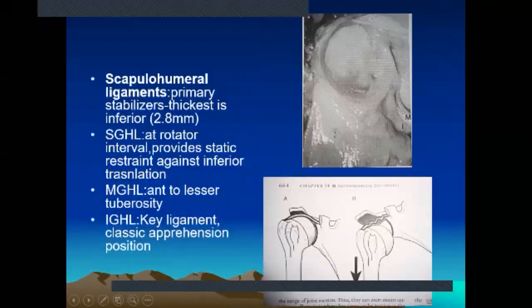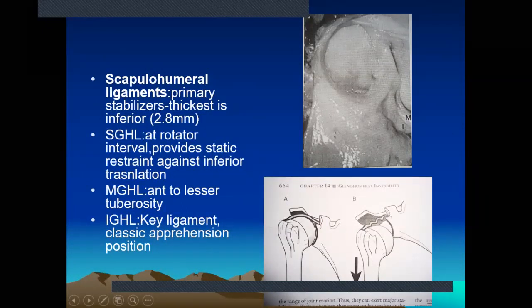The scapulohumeral ligaments are the primary restraints. The thickest is the inferior, about 2.8 millimeters thick. The superior glenohumeral ligament, at the rotator interval, provides a static restraint against inferior translation. The middle glenohumeral ligament does so to a lesser extent, attaching to the lesser tuberosity, and then the inferior glenohumeral ligament. This has two bands, both anterior and posterior, and both have to be restored. That is the most important part here.